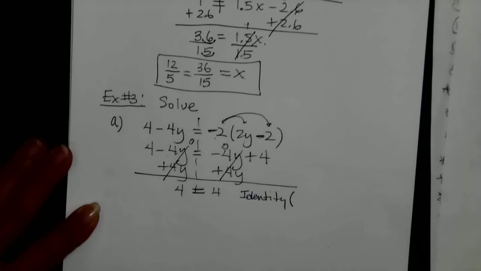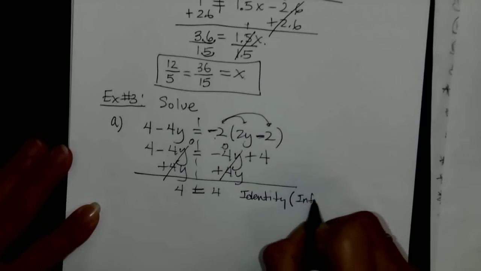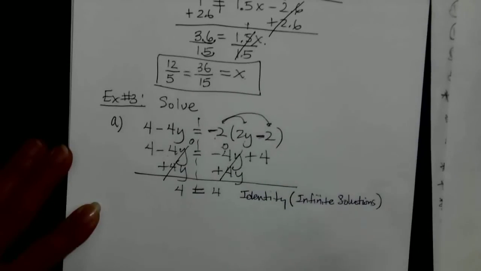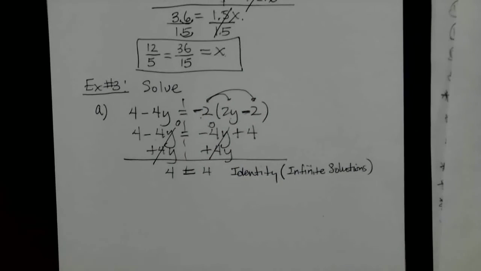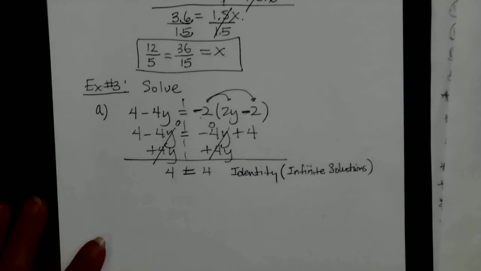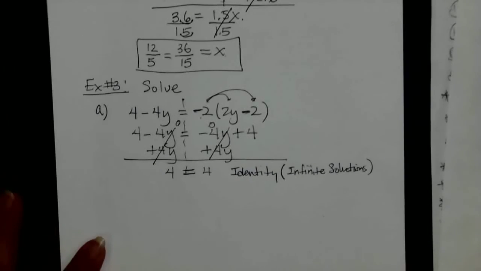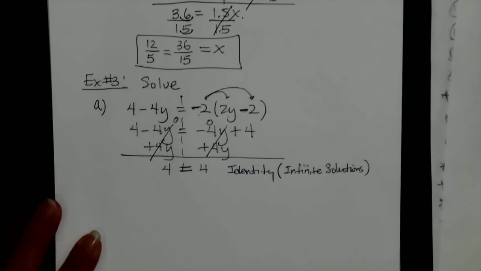What this means is you have infinite solutions. So if one side is identical to the other side, it means no matter what value of y you plug in, it's always going to be equal. This translates into later chapters when we're dealing with linear functions: these two lines are exactly the same line. Okay? So does everybody understand what makes it an identity?